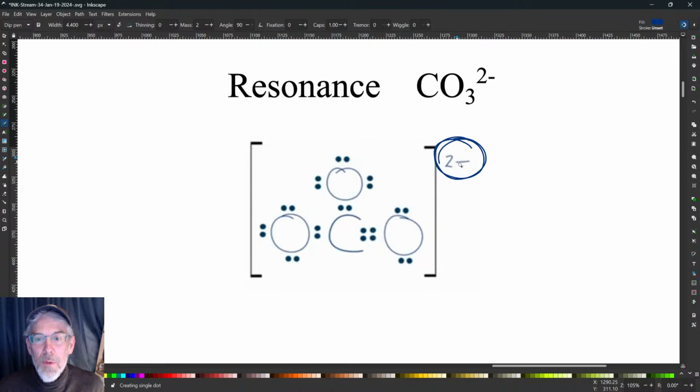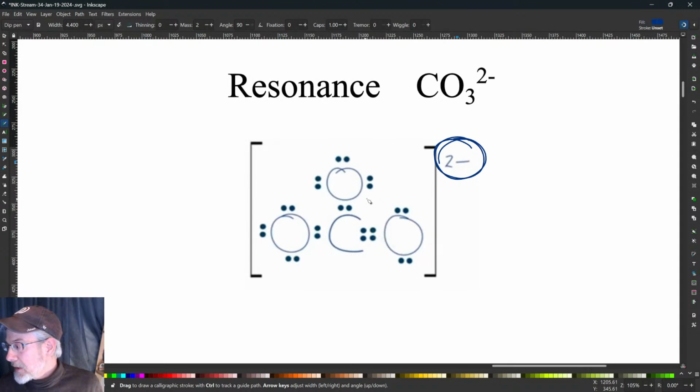All right, so the negative charge. Somehow we have to figure out where the negative charge is. And since these are more electronegative, that 2-, it's spread all over these oxygens here.